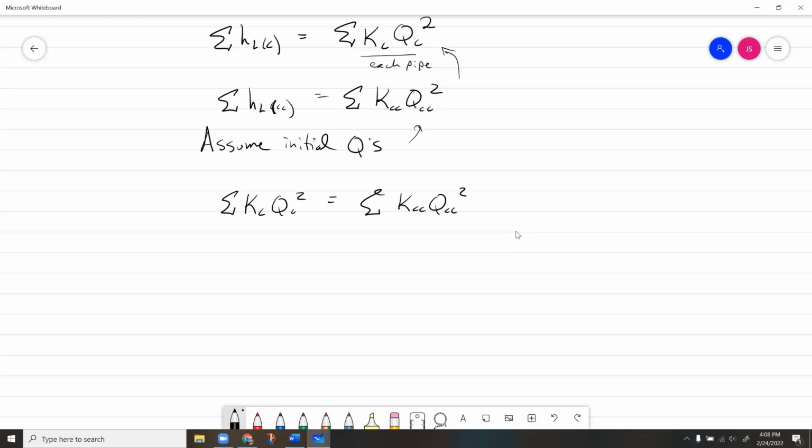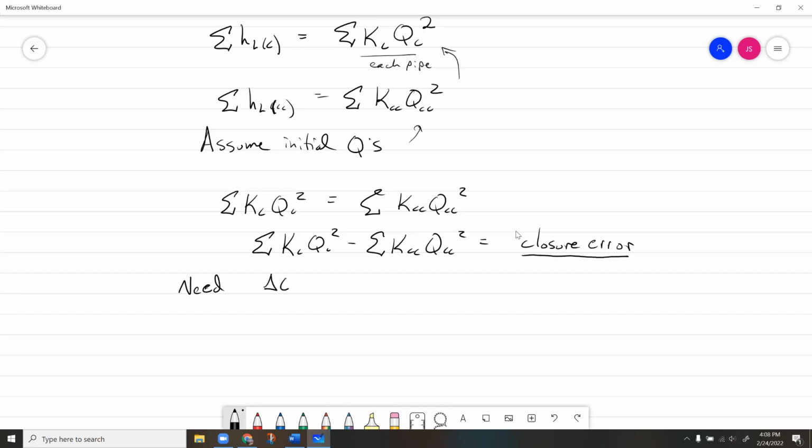And so what you end up with is some sort of error. We're going to bring both terms on the same side, and this is going to equal some closure error. We weren't able to close that, so we get some sort of error, right? So what we need then is that delta Q, which we'll call that flow correction factor.